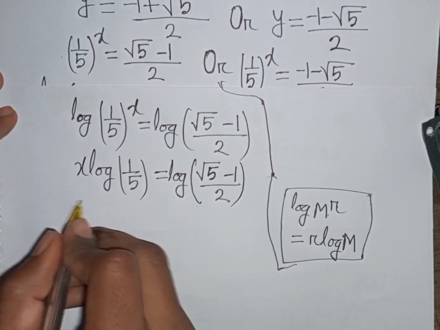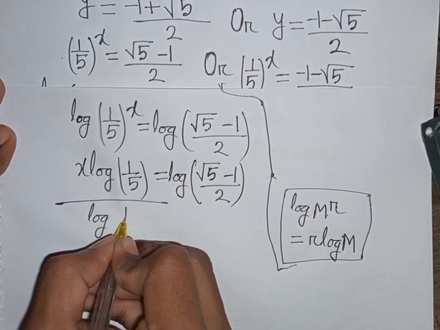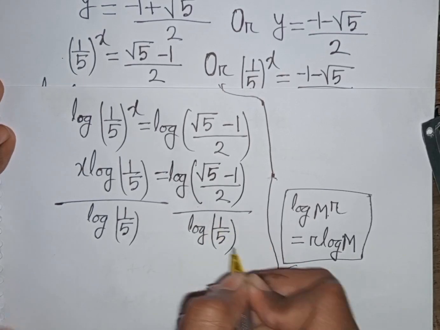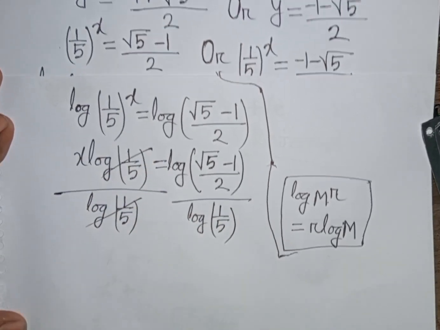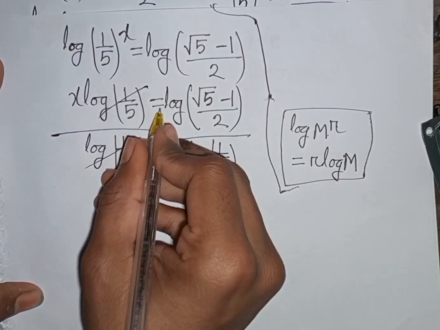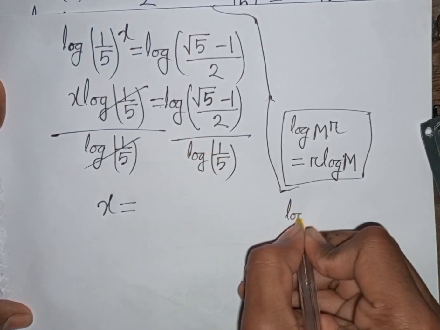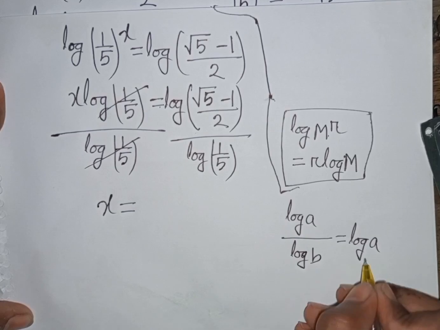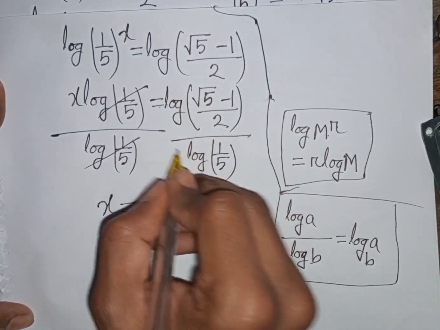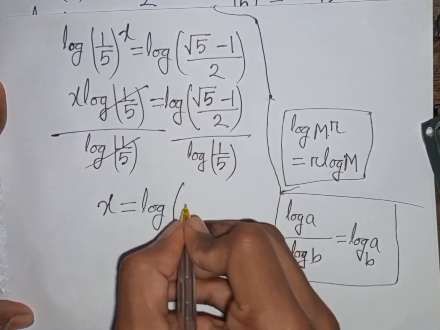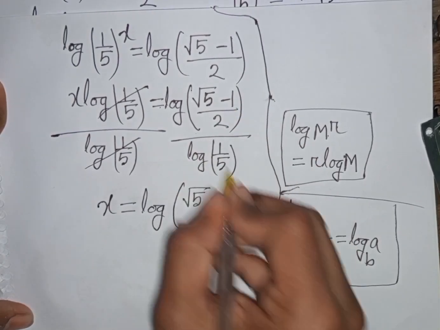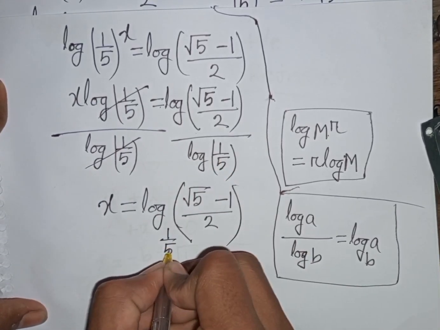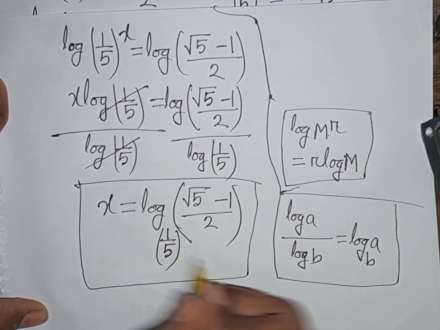Now we need the value of x, so we divide by log of 1 by 5 on both sides. Now we see this log of 1 by 5 will be cancelled. So here x will be equal to, here you can apply this formula, log a divided by log b is equal to log a base b. So according to this formula, it will be log of square root of 5 minus 1 over 2, then base of 1 by 5. So this is the value of x, so this is our final answer.